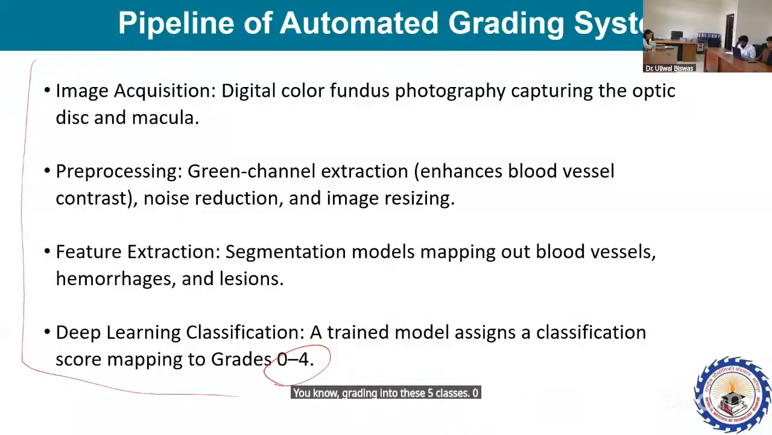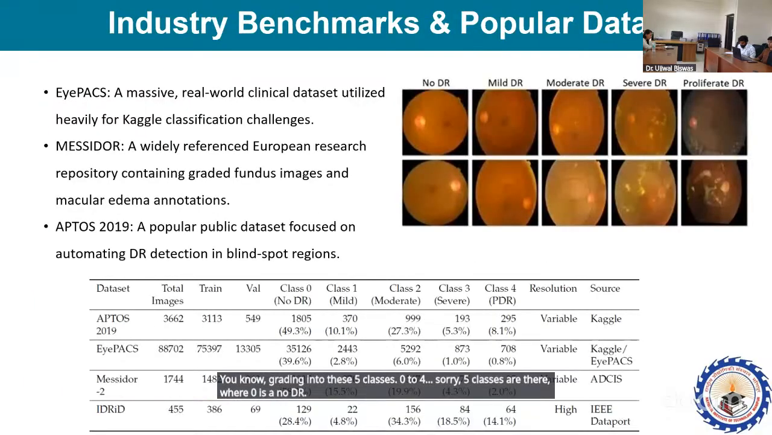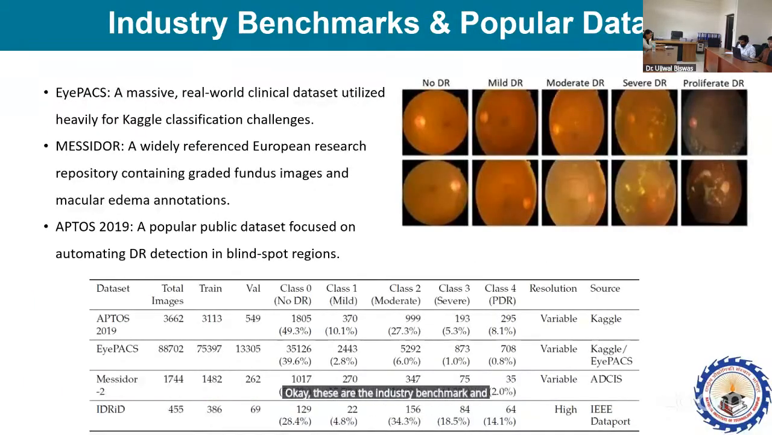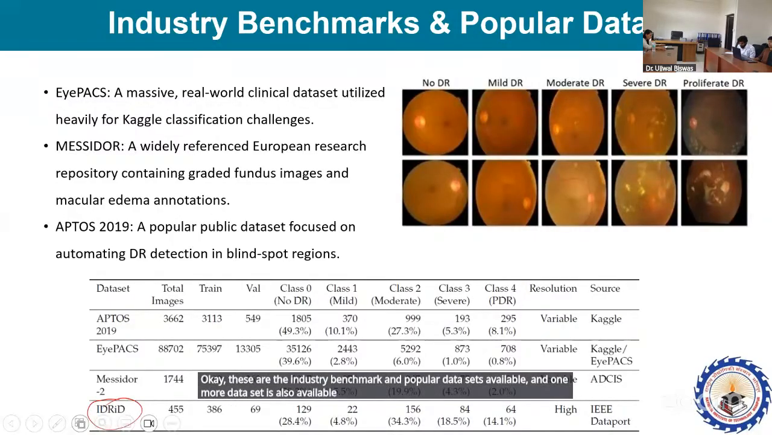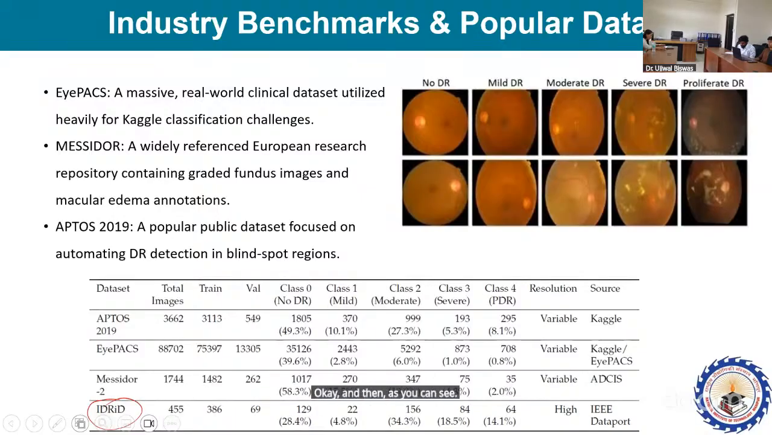To 4. So 5 classes are there where 0 is no DR. These are the industry benchmark and popular data sets available. And one more data set is also available called the IDRiD data set. And as you can see, these are some samples that I have presented.